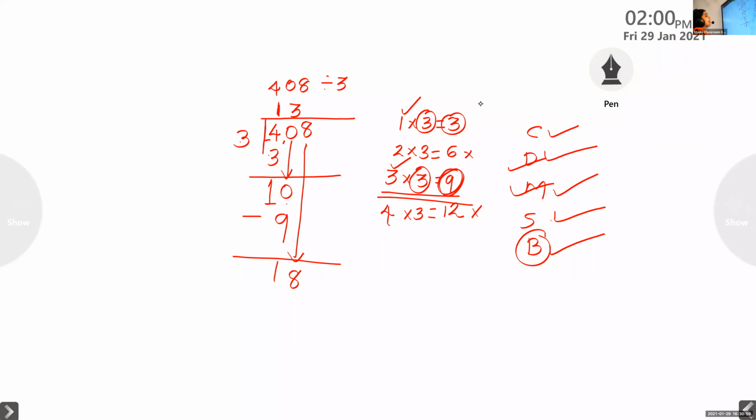18 divided by 3. Is 18 less than 3 or greater than 3? Greater than 3. 18 is bigger than 3. So, can we divide 18 by 3? Yes. To divide, we have to continue the table. 4 threes are 12. Next, 5 threes are?